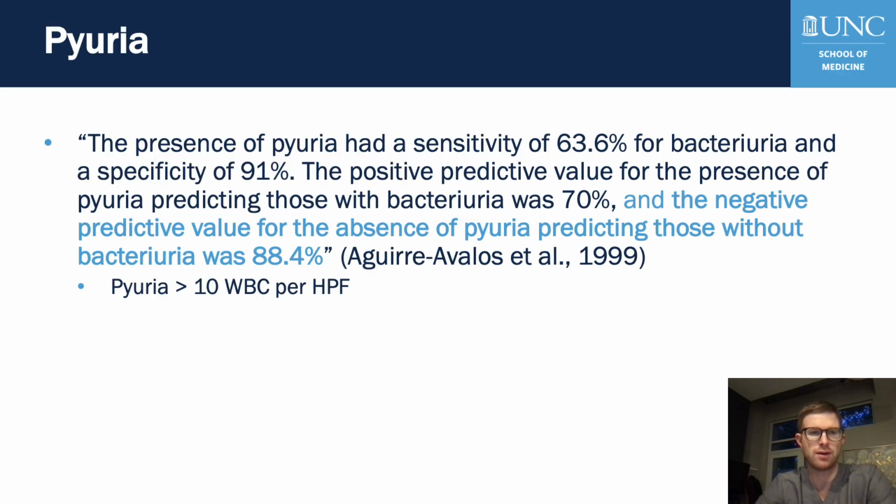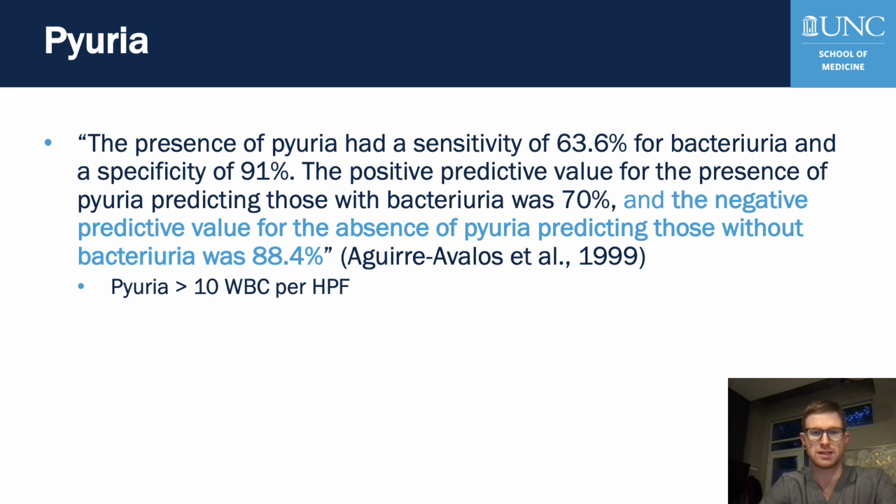And I found that the presence of pyuria has a pretty low sensitivity but a very high specificity. But what's really important is that it has a strong negative predictive value, and that the absence of pyuria is pretty strong in recommending against those with a urinary tract infection. Its positive predictive value is not great. It's about 70%, specifying pyuria as 10 white blood cells per high power field.